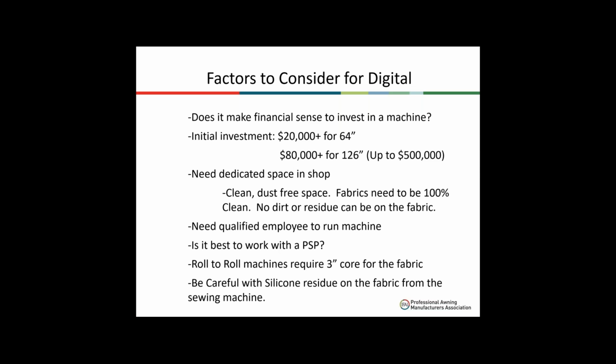Because your initial investment for a 64-inch wide machine will run you somewhere around $20,000. Now, that's just a very general number after studying what it might cost for eco-solvent, solvent, UV, or latex, plus the printer, plus the dedicated computer, plus your software. So around $20,000 for a 64-inch wide machine. You're looking at $80,000 and up for a 126-inch machine. That's what they call a 3-meter machine. That can run you up to $500,000. Now that's a big number, but there are big differences in those machines too.